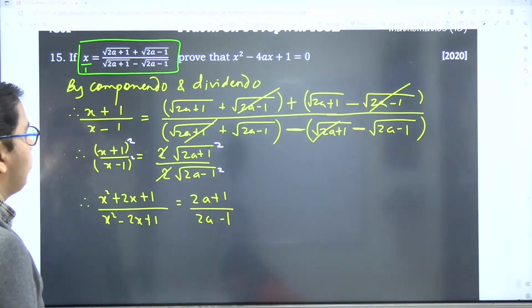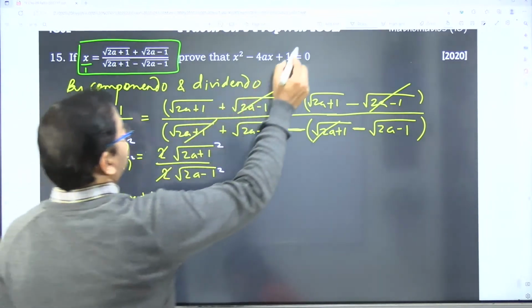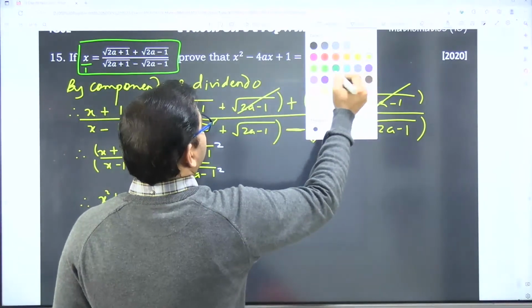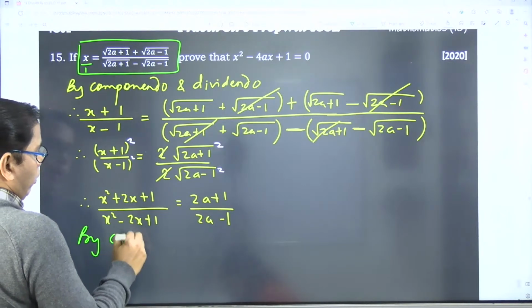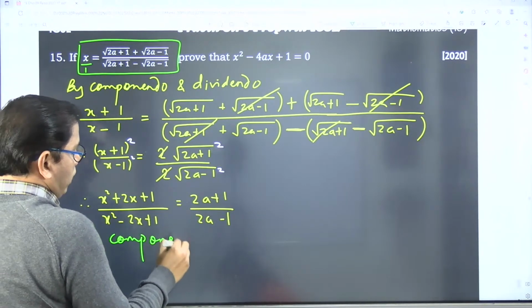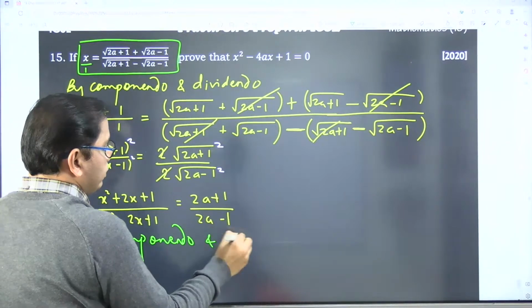क्या करते? क्रॉस मल्टीप्लीकेशन नहीं, और एक बार यूज करेंगे हम लोग कंपोनेंडो एंड डिविडेंडो. ओके, बाय componendo and dividendo.